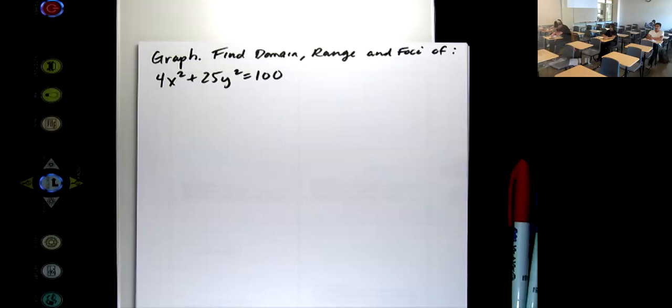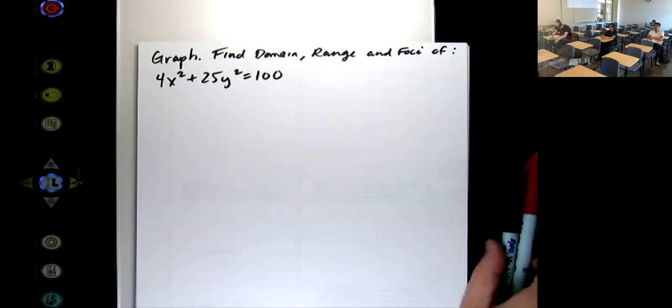First thing we want to do is write this in a usable form. I don't have an A here. I don't know what B is. And the problem is the right side doesn't equal 1. So how can I make the right side equal 1?